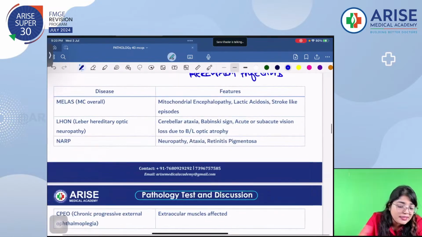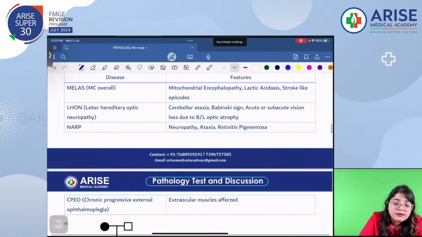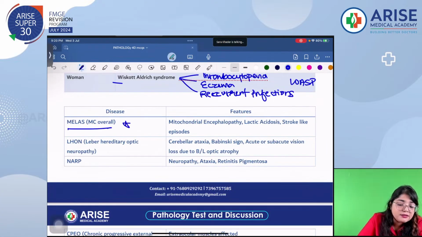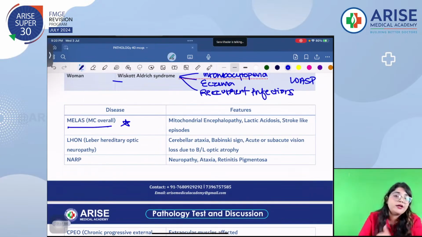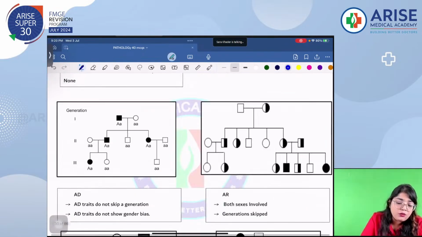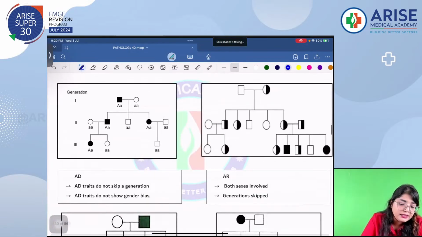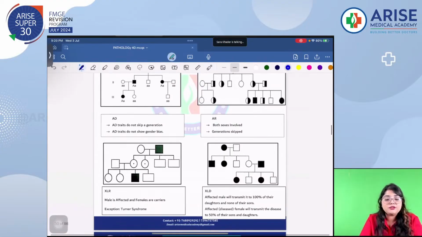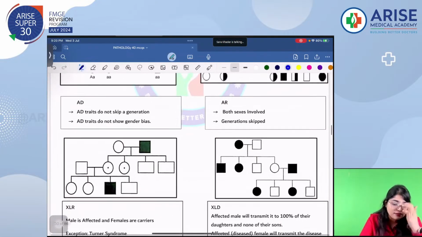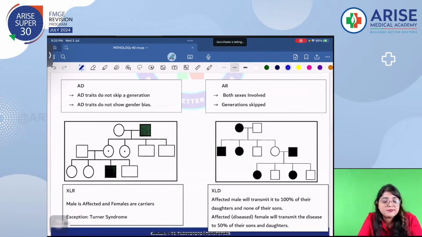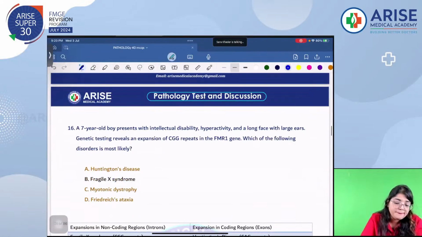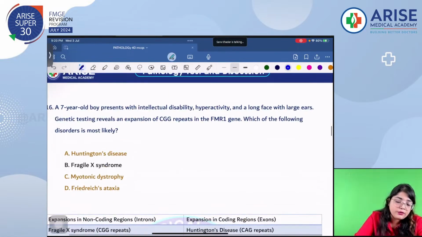Then these are mitochondrial disorders. Out of that, MELAS is the one that they commonly give, right? Mitochondrial DNA, mother to all, father to none. And these are all your pedigrees. One minute before the exam, just go through all the pedigree charts. Whatever is important is written just below the pedigree charts. Okay? Now look at the next question.